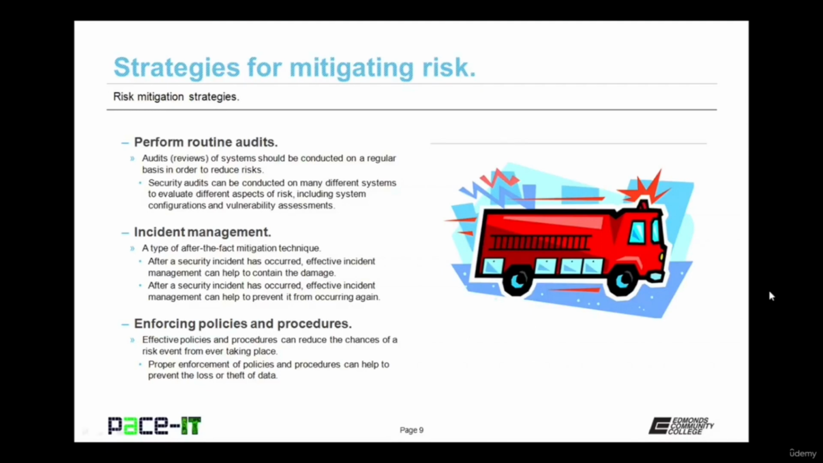Then there's the enforcement of policies and procedures. Effective policies and procedures can reduce the chances of a risk event from ever taking place. But this relies upon the proper enforcement of those policies and procedures to help prevent that risk event from occurring.